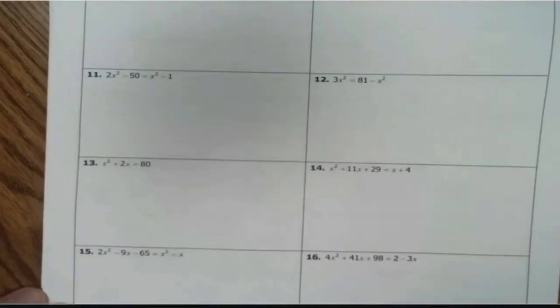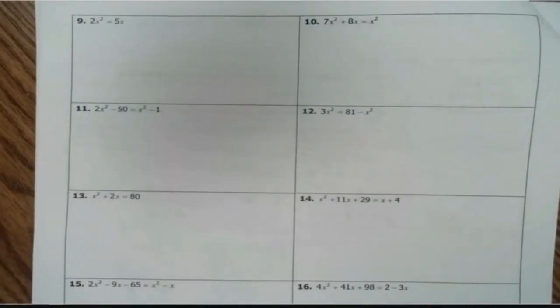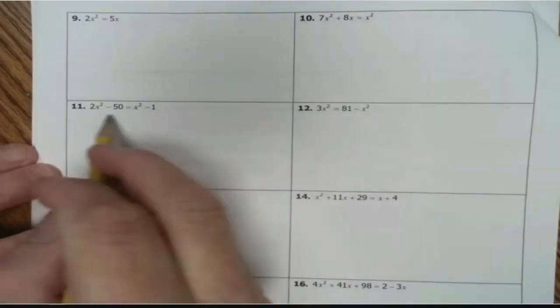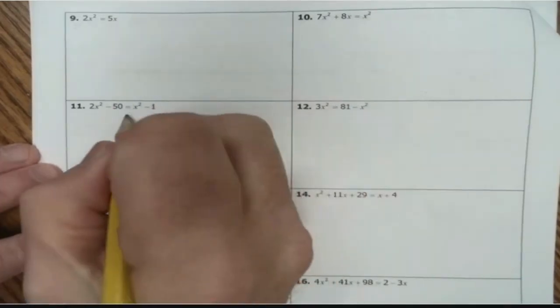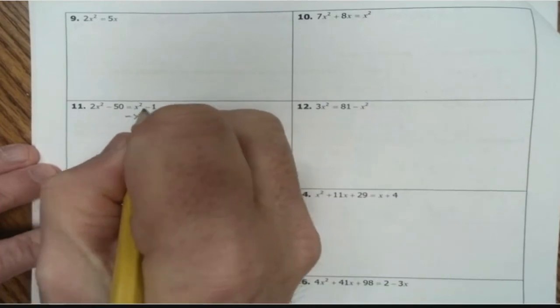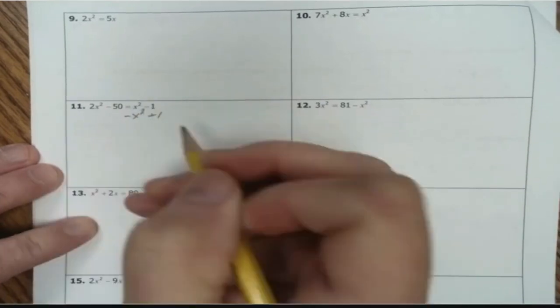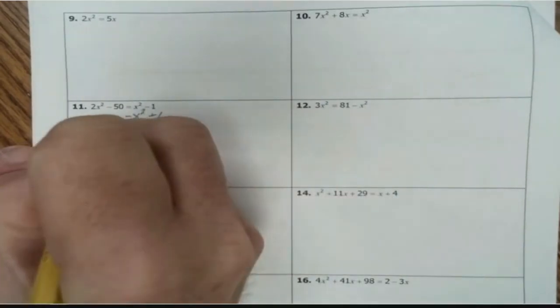Let me go over here real quick. Just to show you, page 2 gets a little tricky because they're not equal to 0. They're not equal to 0. So we probably should look at one of those. Let's look at number 11. That looks kind of tricky. So we got to put all the terms where they're equal. So I would subtract x squared and add 1 to both sides.